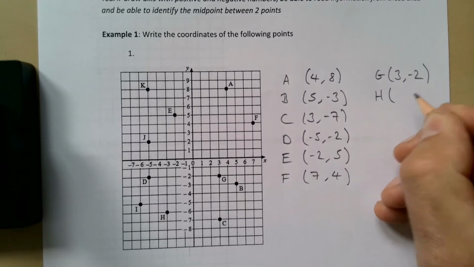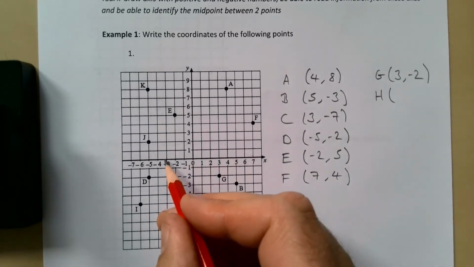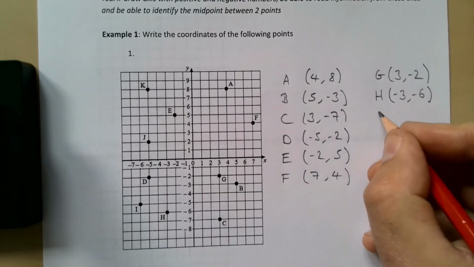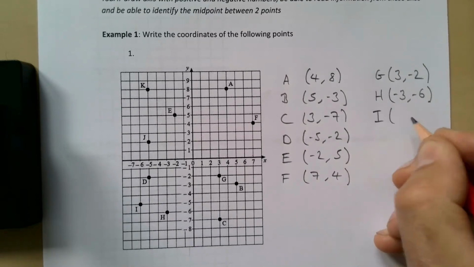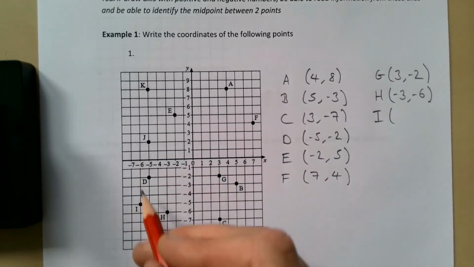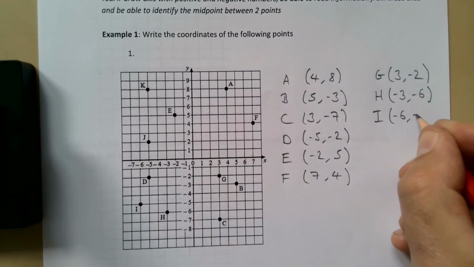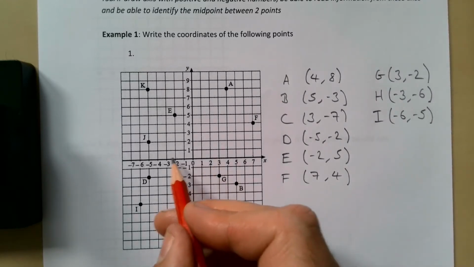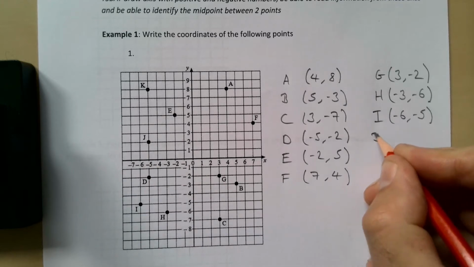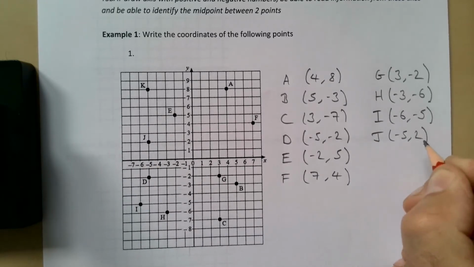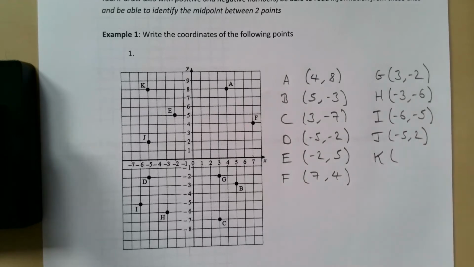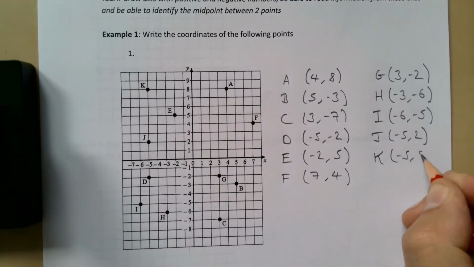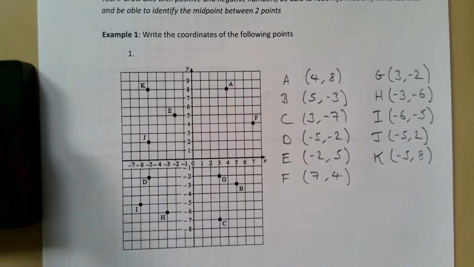H, so where's H? Minus 3 minus 6. I, minus 6 minus 5. J, minus 5, 2. Okay. Minus 5, 8. I'll not give us those ones.